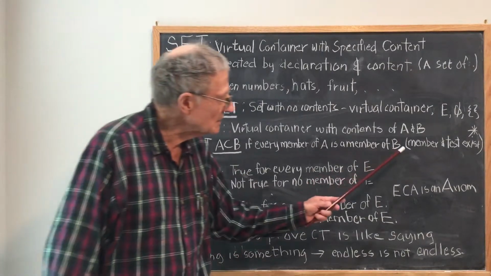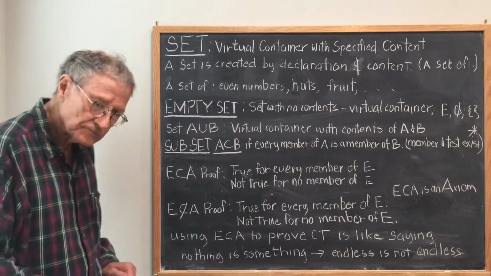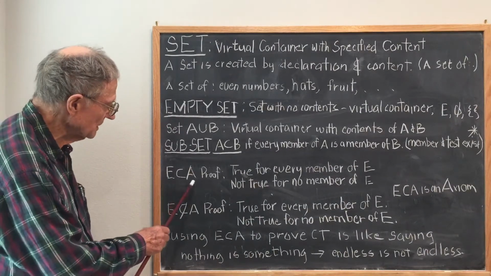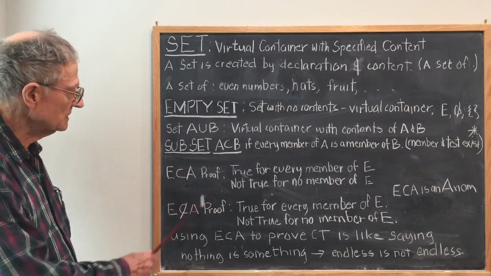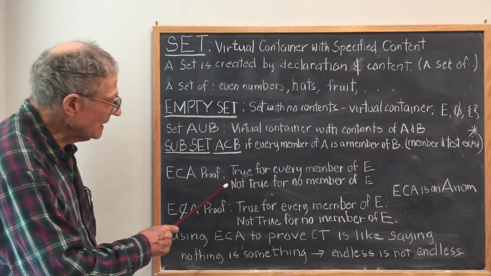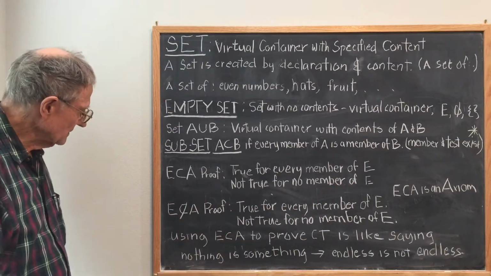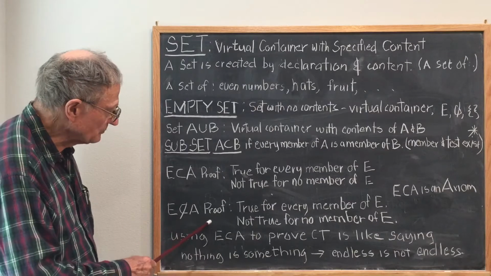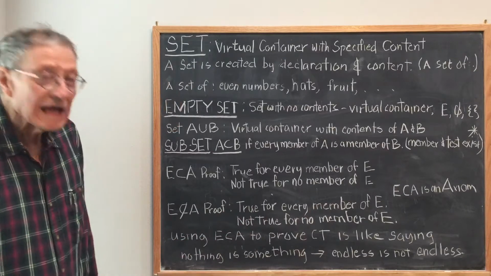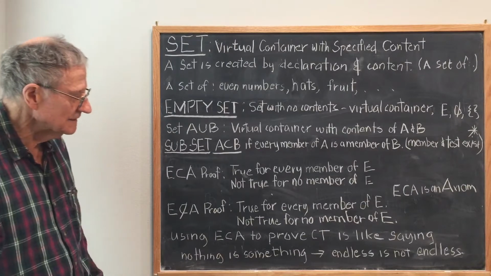If you discard that assumption, just leave the original definition up to there, then you come up with the following possibilities. E is a subset of A, and the proof is that it's true for every member of E, or equivalently, it's not true for no member of E. By the same token, E is not a subset of A. The proof is exactly the same: it's true for every member of E, and it's not true for no member of E.